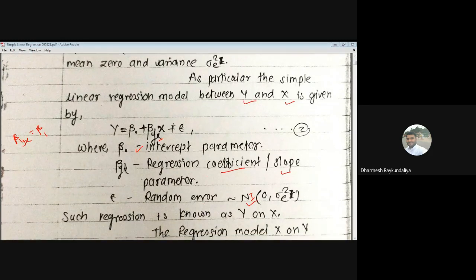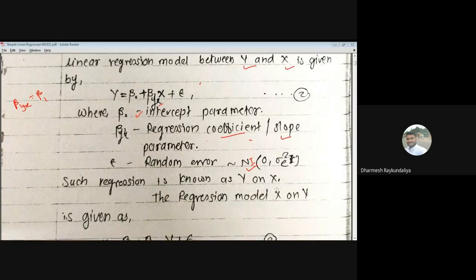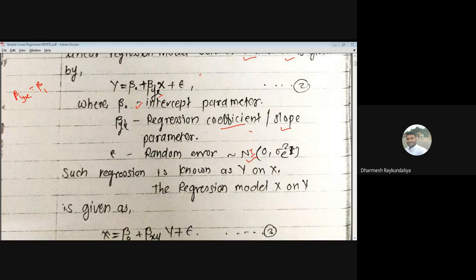And if you define the relation between y and x in such a way where beta 0 is the intercept parameter, beta yx is the slope parameter, and epsilon is normally independent with mean 0 and variance sigma e square, then the relation between y and x is said to be a simple linear regression. So you can see that before applying regression analysis, you have to first see whether y is quantitative, because the regression model applies when y and x both are quantitative in nature.